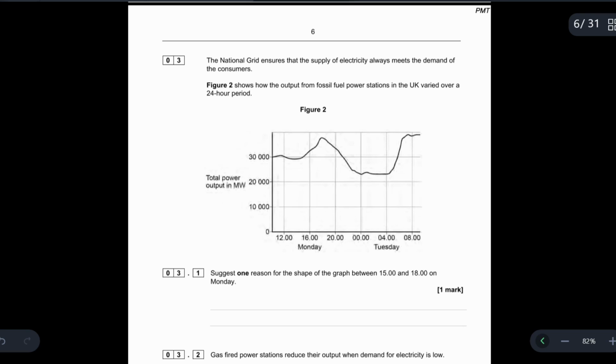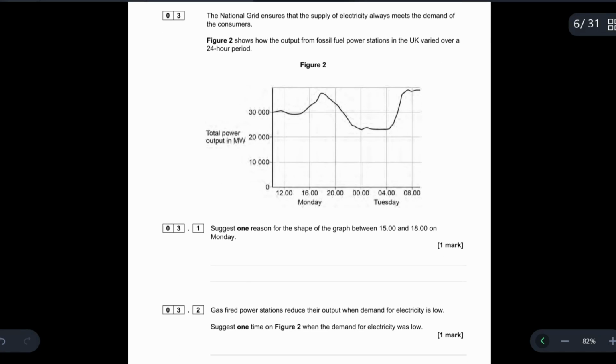Okay, question 3 then. The national grid ensures that the supply of electricity always meets the demand of the consumers. Figure 2 shows how the output from fossil fuel power stations in the UK varied over a 24-hour period. So 3.1 suggests one reason for the shape of the graph between 3 o'clock and 6 o'clock on Monday. So if we've got 3 o'clock about there, and 6 o'clock about there, around about this peak here.